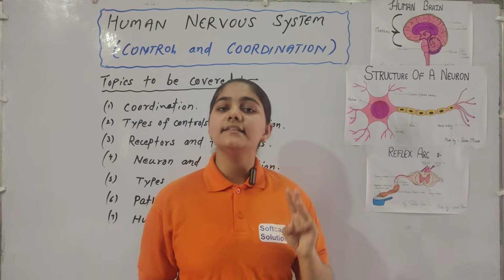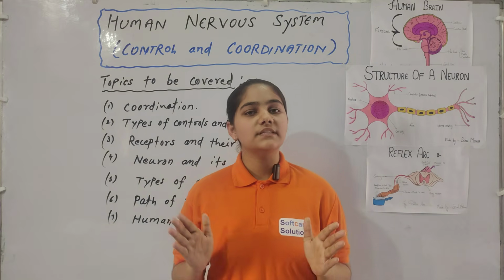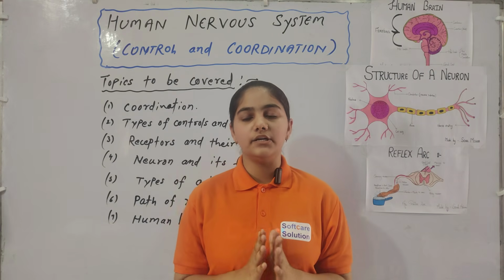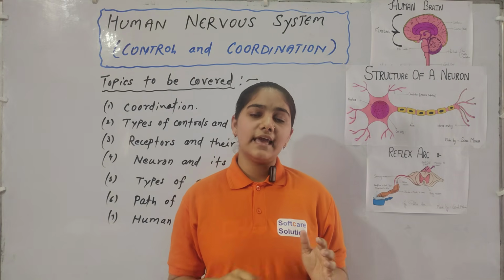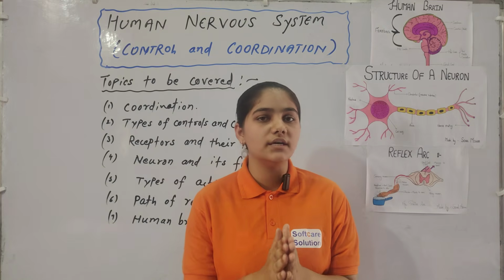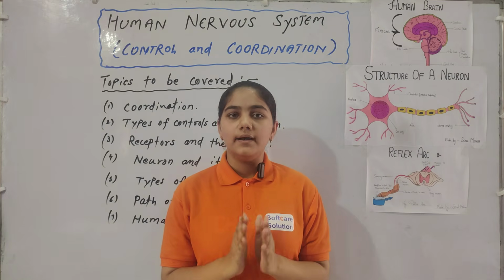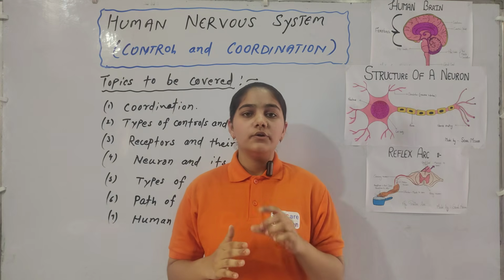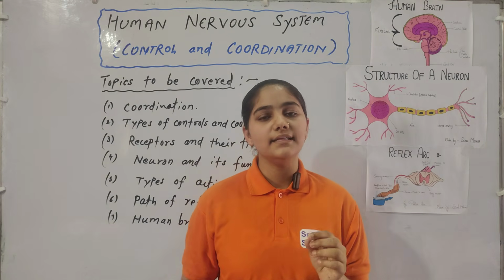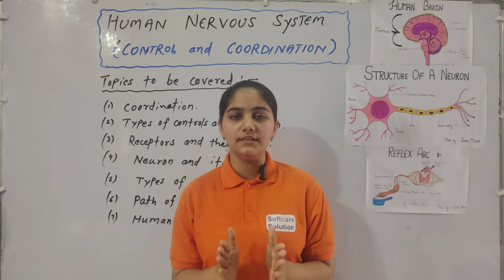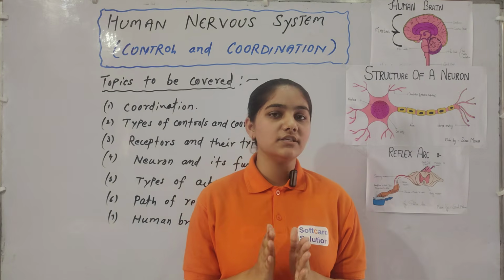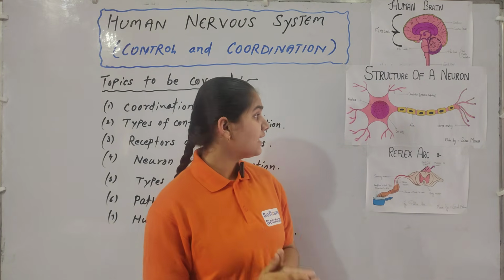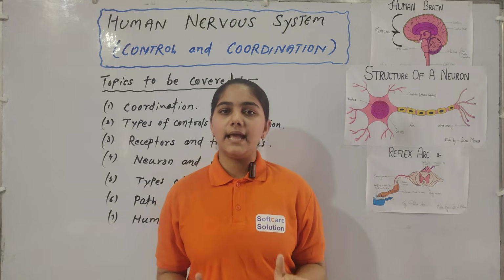So there are basically three types of neuron. First one is sensory neuron, second one is motor neuron, and third one is interneuron. Sensory neurons carry the message from our sense organs to our brain or spinal cord. Motor neurons carry the message from our brain or spinal cord to the muscle or gland. And the interneuron is also called relay neuron, and its main function is to connect the motor neuron and the sensory neuron.